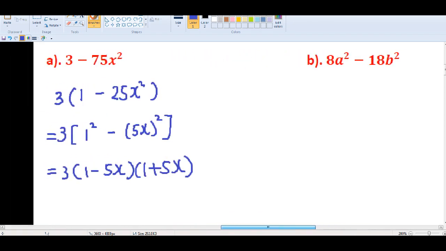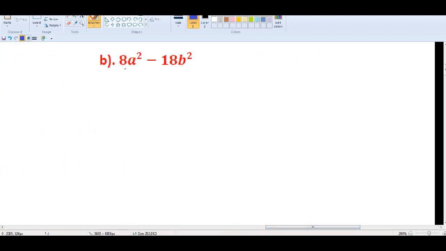So that means I could just do it like this. For the second one, you see 8a squared minus 18b squared. Is 8 a perfect square? No. Is 18 a perfect square? No. But do they have a common factor? Yes, they got 2 as their common factor. So let's take out 2. What's left behind should be 4a squared minus 9b squared, because 18 divided by 2 is 9.